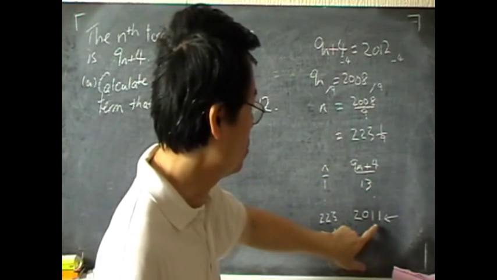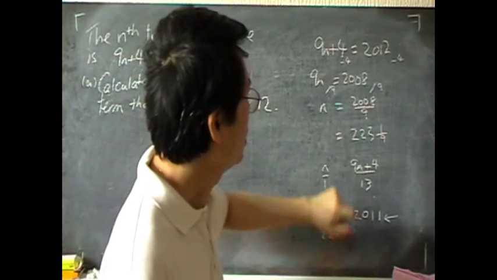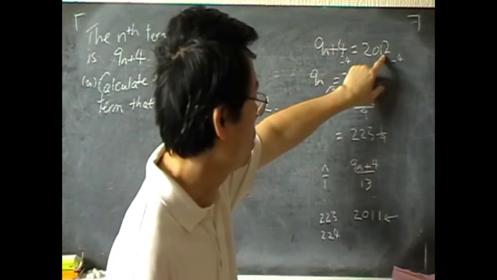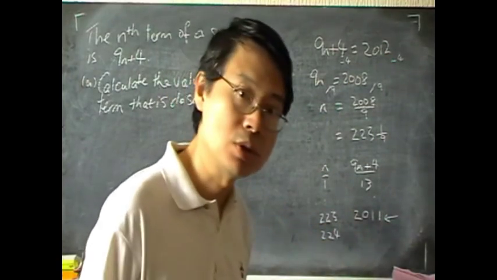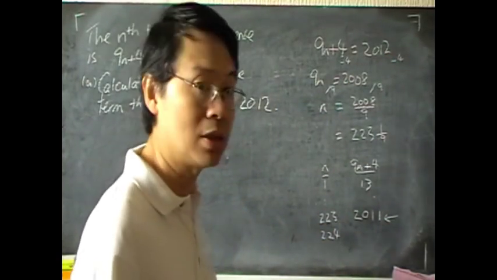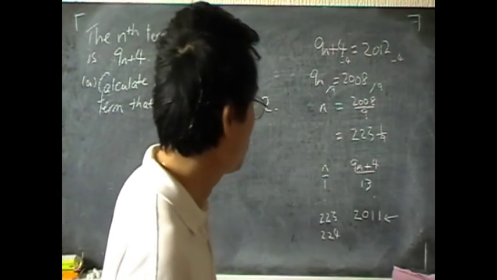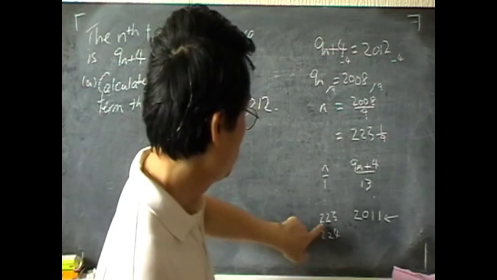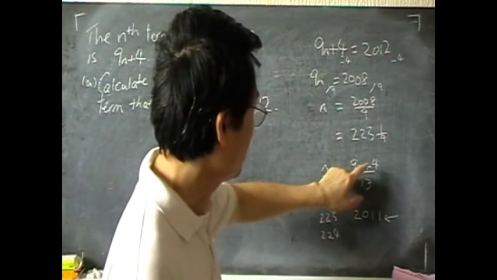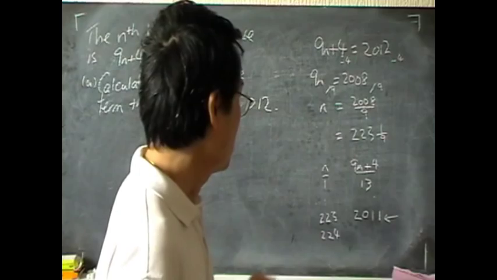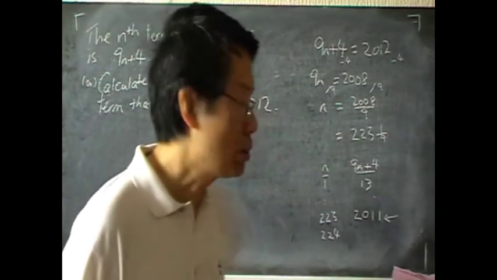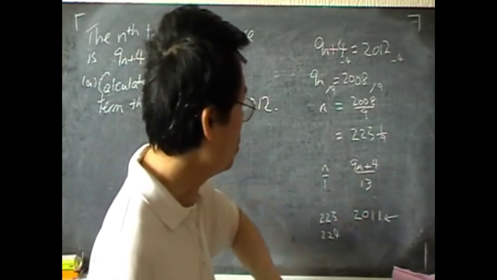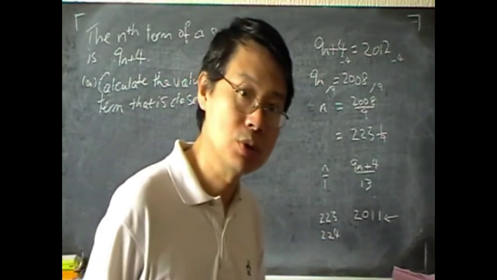Okay, so what I did here really was to simply take away 1 from the 2012, and that gives me 2011. Okay, that takes quite a bit of guesswork, but let's do it properly. Now let's actually substitute the 223 into the 9n plus 4. You can either do it by hand or by calculator, and you'll find that 9 times 223 plus 4 would actually be equal to 2011.